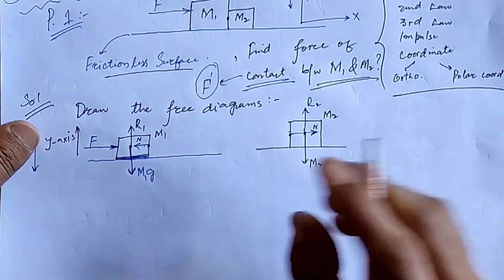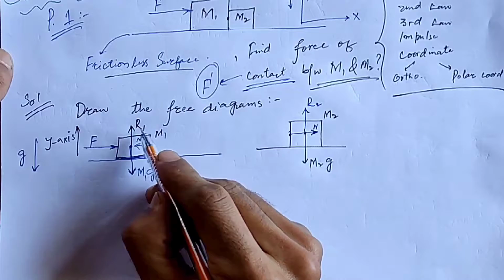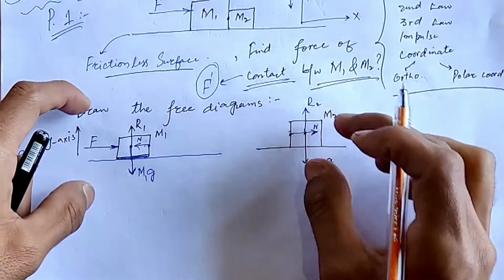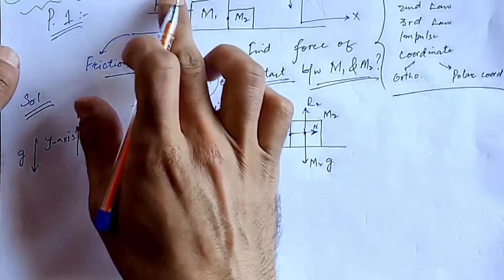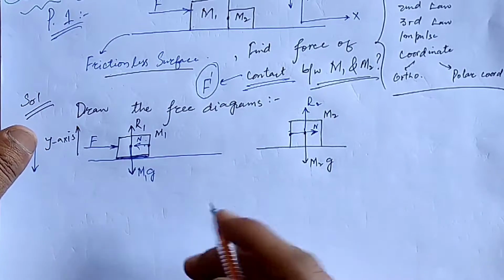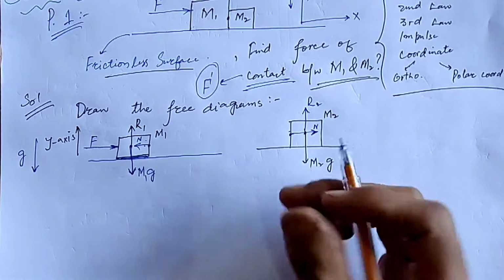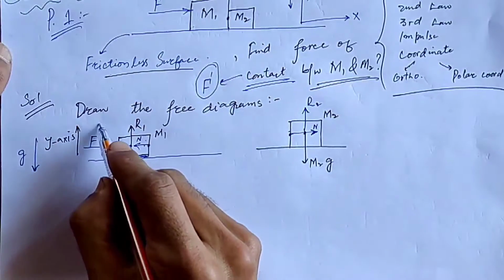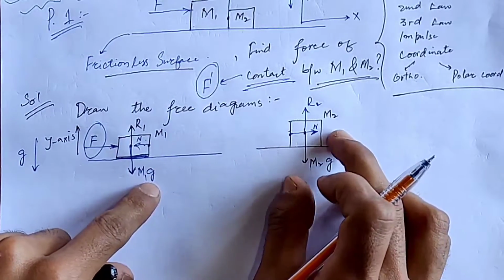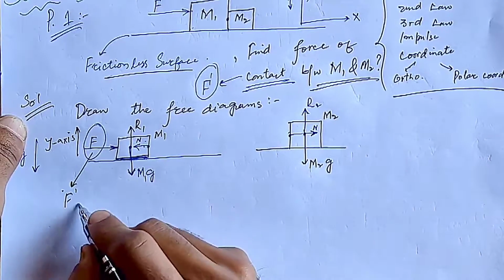So this n and this n cancel, so this contributes nothing to the overall motion of these two bodies. R1 cancels m1g, R2 cancels m2g, so these contribute nothing to the net acceleration or net motion of these two bodies. So the only force contributing towards the acceleration of these two bodies will be this F, because this F is not cancelled out. All other forces are cancelled out. So F is the only force contributing.